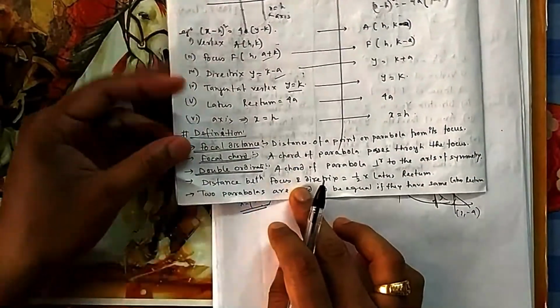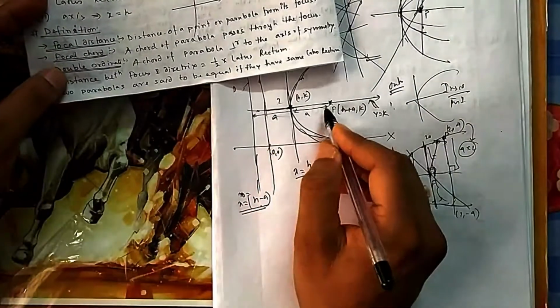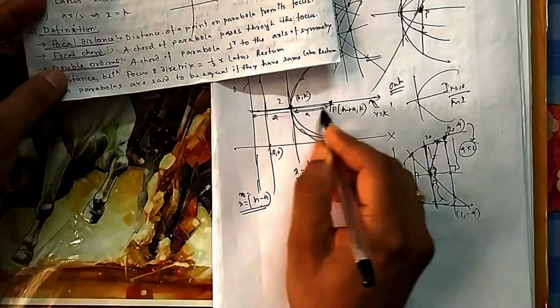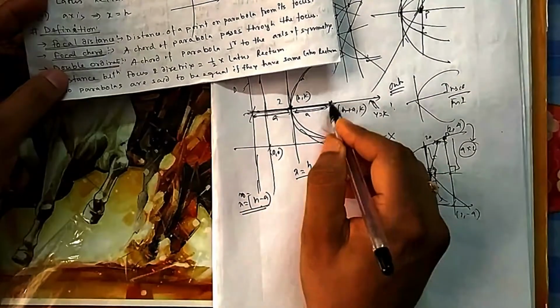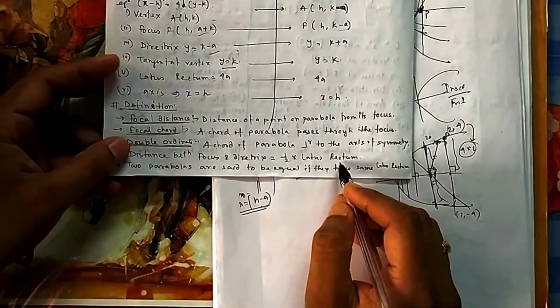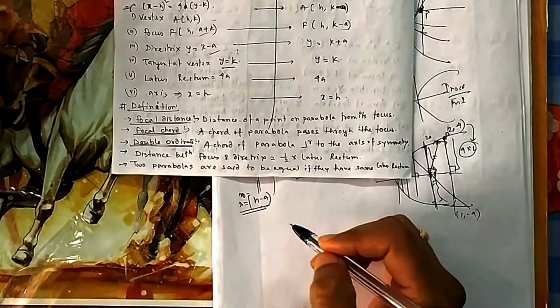Distance between focus and directrix. What is the distance between the focus and the directrix? That you know. It is a unit this side and a unit that side, a plus a, 2a. So 2a is half of the latus rectum. The latus rectum is 4a, so that is half.